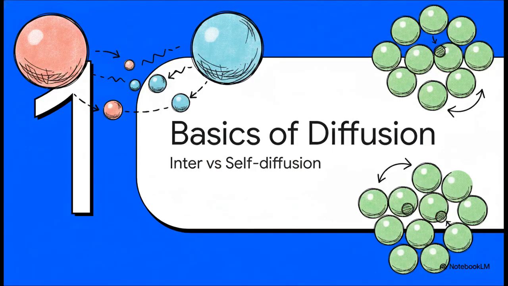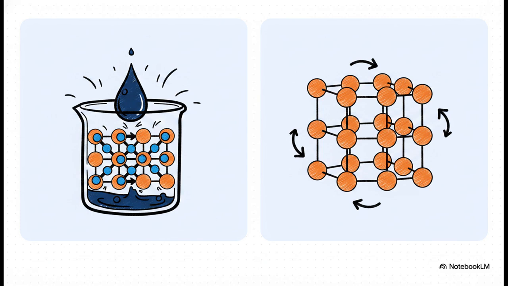Section 1. The basics of diffusion. Interdiffusion versus self-diffusion. So, the golden rule of diffusion is that atoms naturally tend to migrate from regions of high concentration to regions of low concentration. Think of dropping some ink into a glass of water and watching it slowly spread out. Well, in solid materials, this behavior takes two main forms.